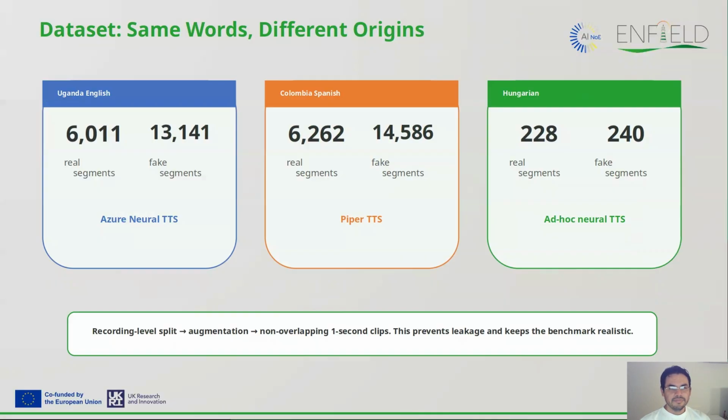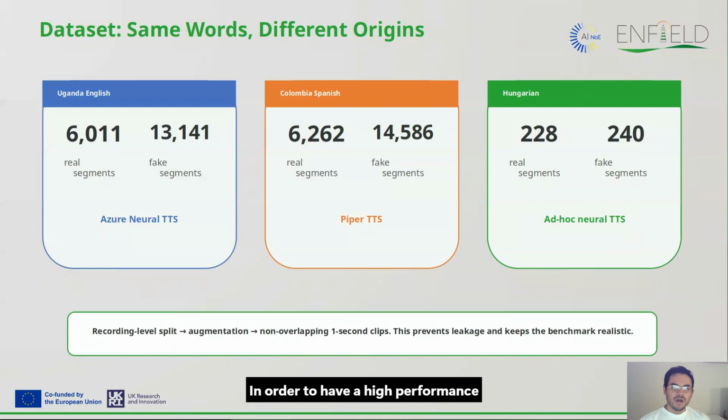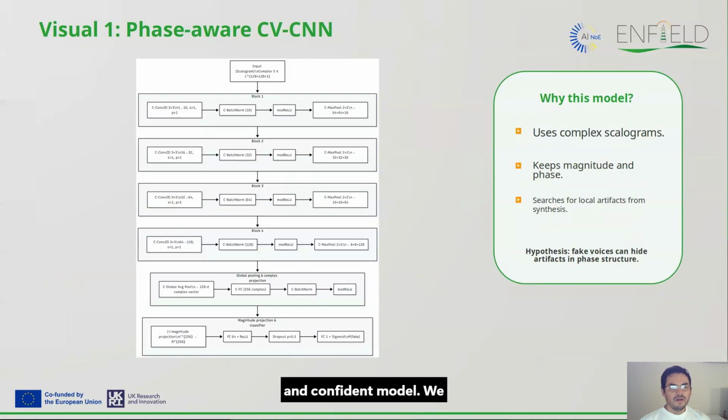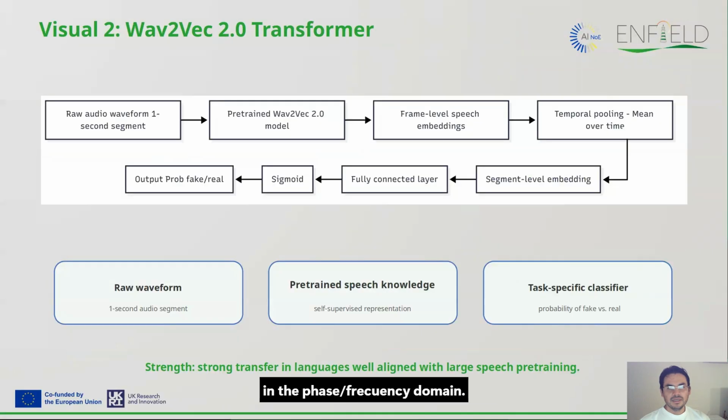In order to have a high-performance and confident model, we decided to use two approaches of algorithms. The first one was a phase-aware convolutional neural network. This kind of algorithm is composed of complex-valued layers that extract information from the signals in the phase domain.